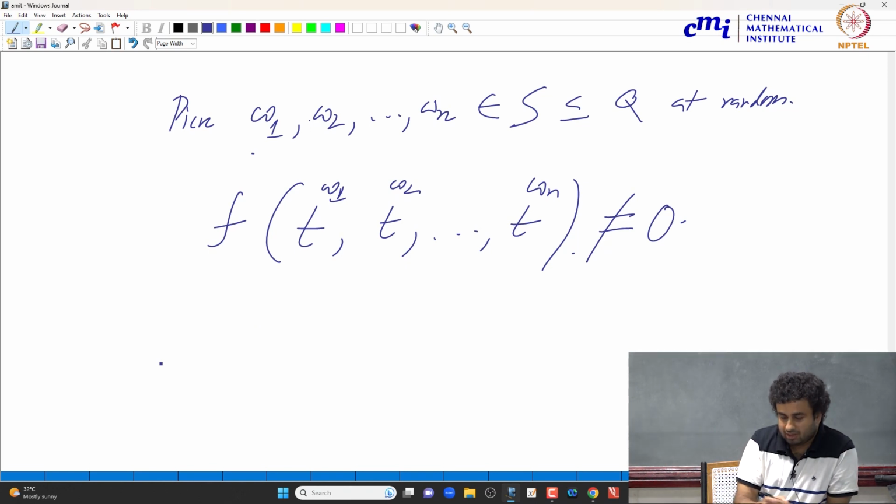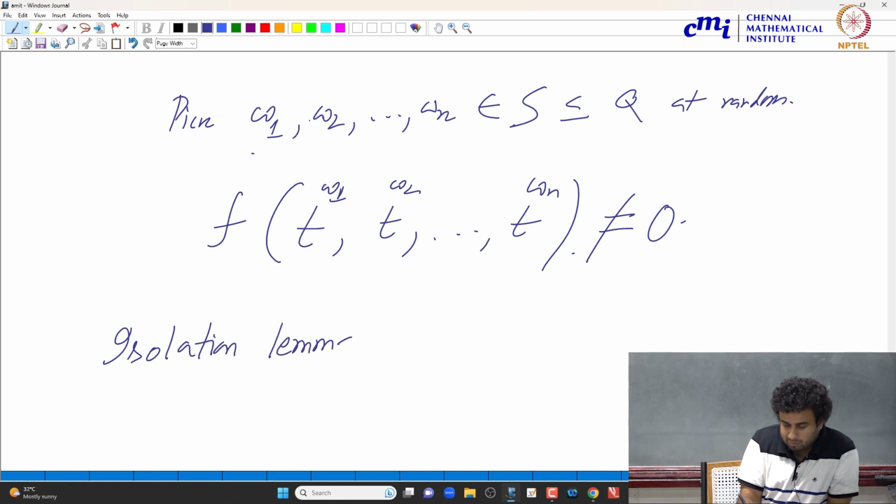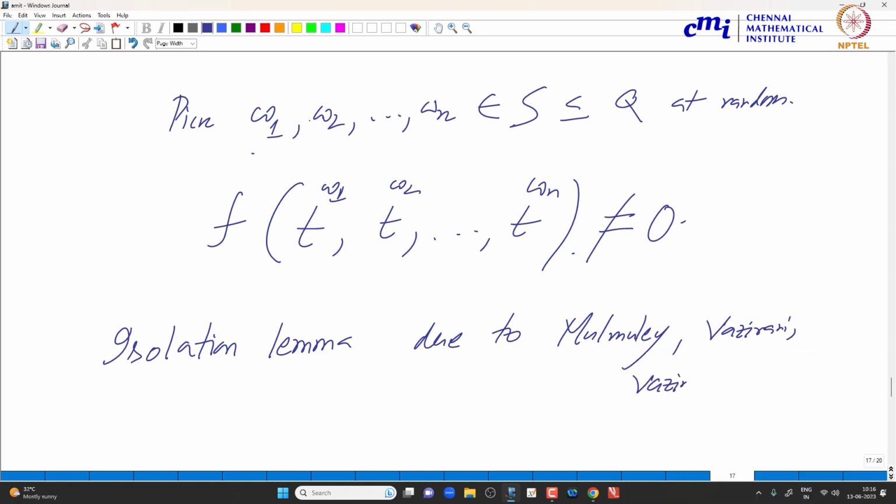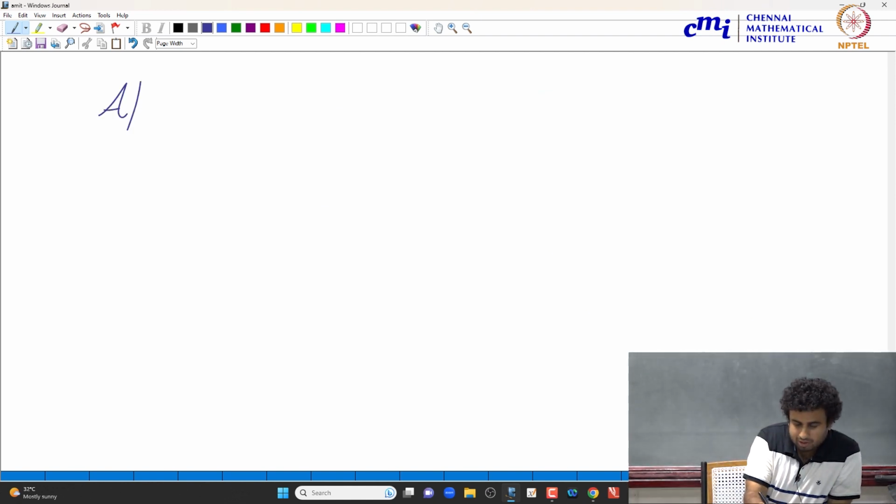Like Schwartz-Zippel, here another very interesting and very useful lemma is used. This is called the isolation lemma, due to Mulmuley and Vazirani. You can use this to prove this statement. Okay. So I'll come back to this if I have time, but right now I would like to give you some applications of polynomial identity testing.